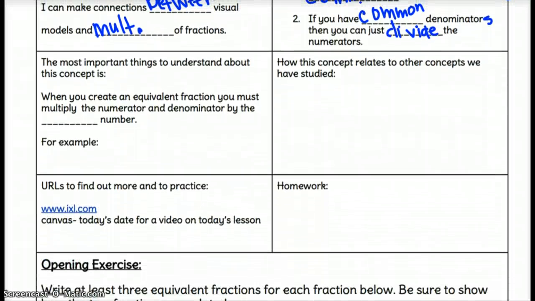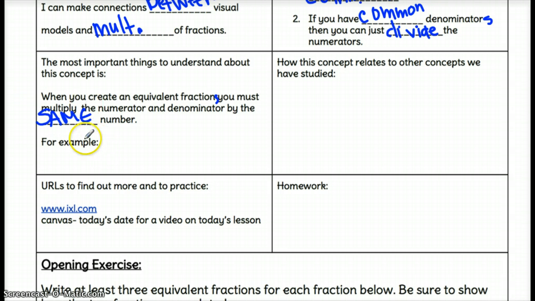The most important thing to understand about this concept is when you create equivalent fractions, you must multiply the numerator and the denominator by the same number. Hint, whatever you do to the top, you must do to the bottom, or vice versa. Whatever you do to the bottom, you must do to the top.